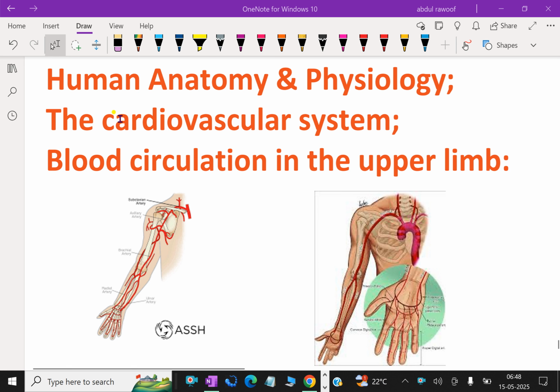Welcome to aminacademy.com in human anatomy and physiology regarding the cardiovascular system. Let us discuss blood circulation in the upper limb.